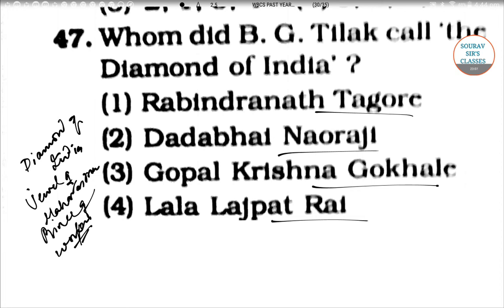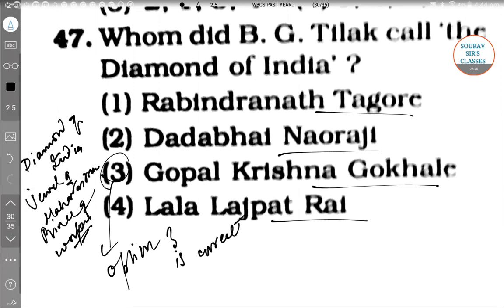He was a great nation builder and a great economist. He criticized the policy of government in excluding Indians from higher jobs in the country. The correct option will be 3, that is Gopal Krishna Gokhale. So we can write option 3 is correct. Let's move to next question.